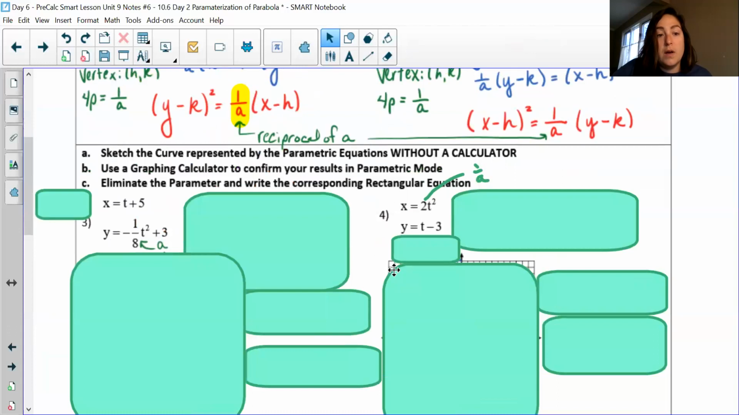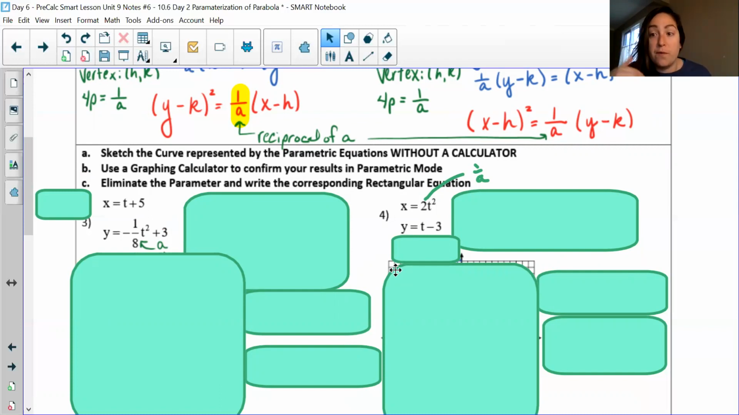So now we're given a set of parametric equations. We want to sketch the curve represented by the parametric equations without a calculator, and use a graphing calculator to confirm your results in parametric mode, and then eliminate the parameter and write the corresponding rectangular equation. So I personally think it's easier to do C before we do anything else. So again, there are two ways that we can go about doing C.